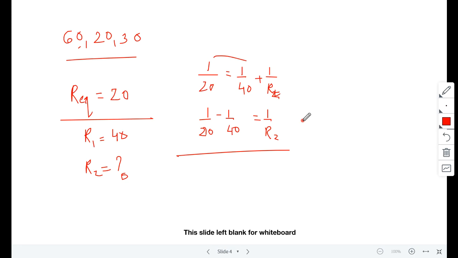The flow of charge per unit time. Yes, that's right. What do you mean by potential difference? Potential difference equals work done over charge. Yes. Okay. What do you mean by Ohm's law?